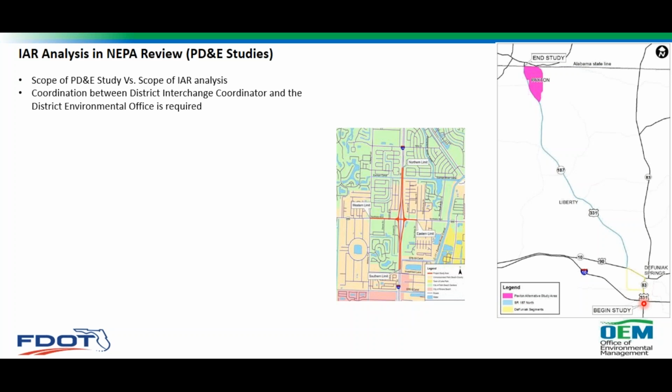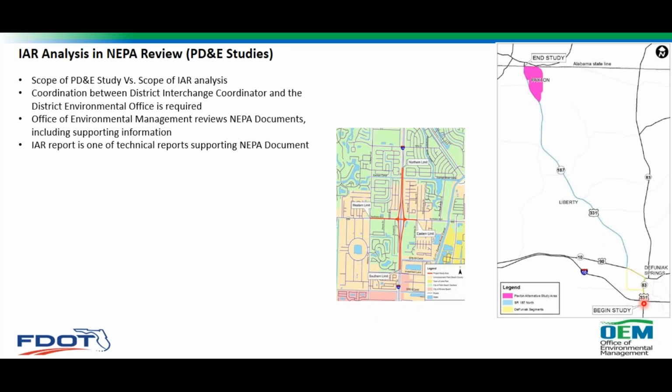What we want, and I'm going to be emphasizing this more, is that the coordination between the district interchange coordinator and the district environmental office is required, it is not an option, to make sure that we really eliminate duplication of effort within the two processes. Our Office of Environmental Management reviews NEPA documents, including supporting information. The IAR report is one of the technical reports supporting the NEPA document, as I said before. The IAR report is referenced in Type 2 CEs, EAs, and EISs to make sure that it is available for public review.